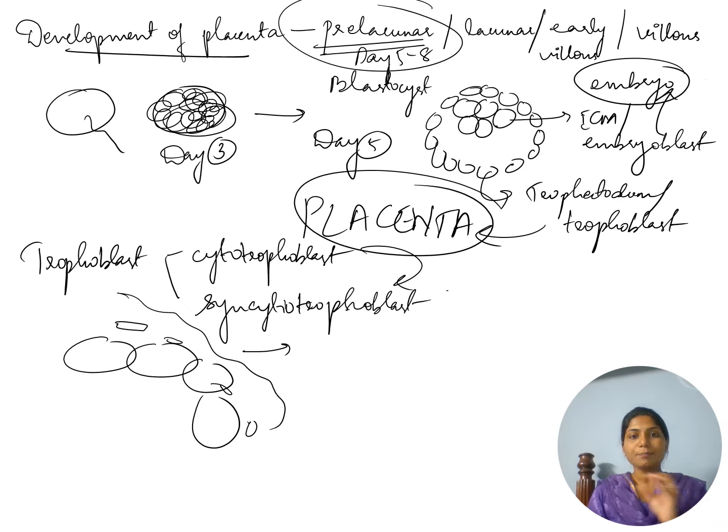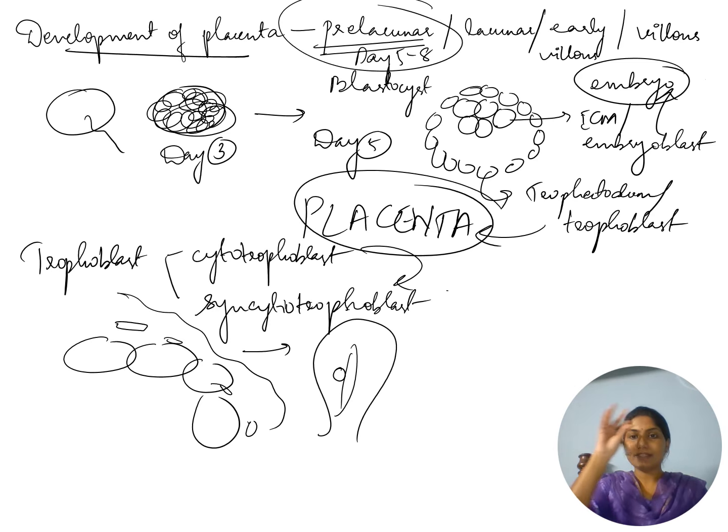And next comes the lacunar phase. Once there is formation of the syncytial trophoblast, the blastocyst has already grown into the endometrium of the uterus. So if this is the uterine cavity, and this is the endometrium, it is already implanted here. So the entire embryo is surrounded by the placenta.